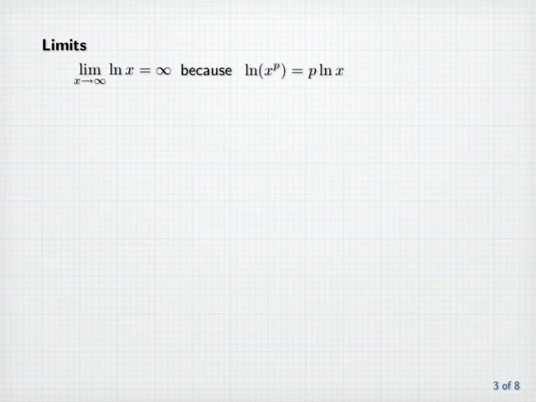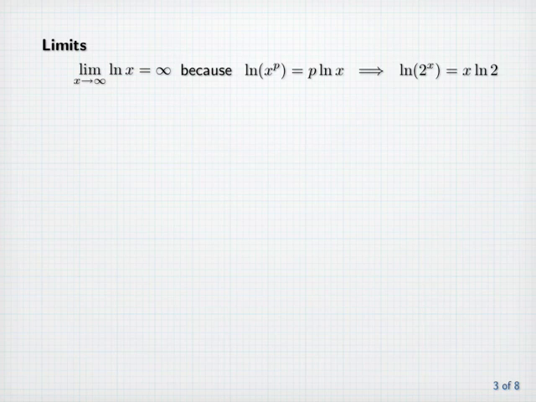Limits. Here we'll talk about some important limits involving the natural log function. The limit as x approaches infinity of the natural log of x is infinity. This is true because of the property that the natural log of x to the pth power equals p times the natural log of x, since that implies, for instance, that the natural log of 2 to the x equals x times the natural log of 2.